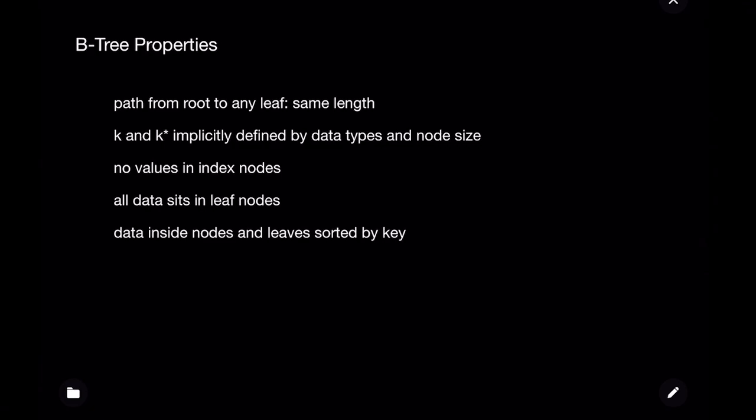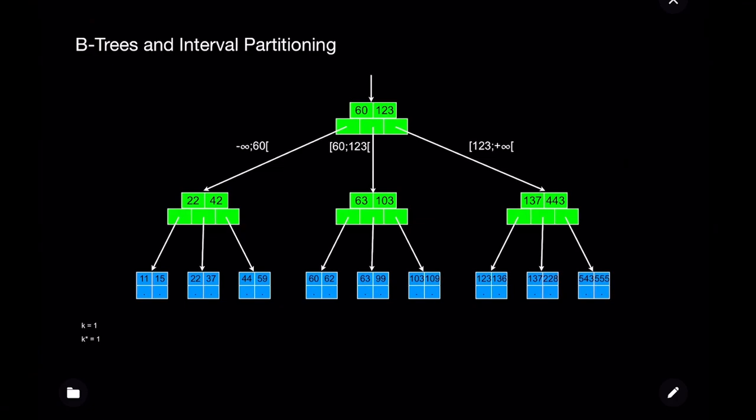Yeah, so the B-tree has interesting properties. One is it's perfectly balanced at all times. We will look at how that works, and why it is like that, how it is maintained. Today, there are no values in the index nodes. Everything sits on the leaf level. All data sits on the leaf level. And that's required for the ISAM property we also looked at last time. That's the interval partitioning we discussed.